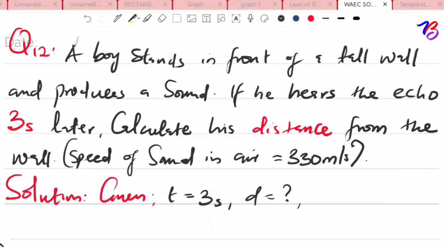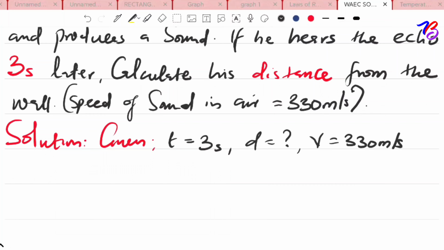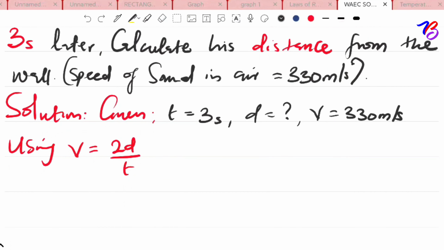Then recall our speed, which is v, is given to be 330 meters per second. So with this, it can help you to solve this problem. Then also recall that using v is equal to 2d over t, we can find d from here. So 330 is equal to 2 times d over our t, which is 3.